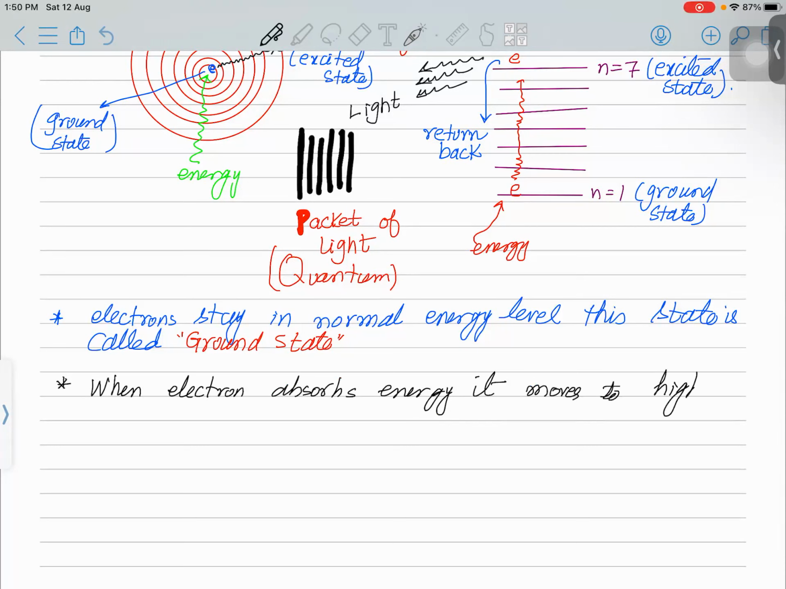This state is called higher energy level. When an electron absorbs energy, it moves to a higher energy level. This state is called excited state, right? When the electron returns to its original position, when the electron returns to ground state, it emits radiation.